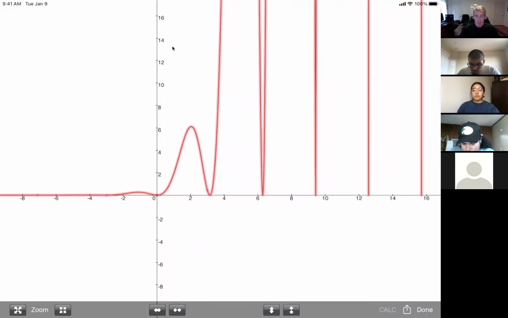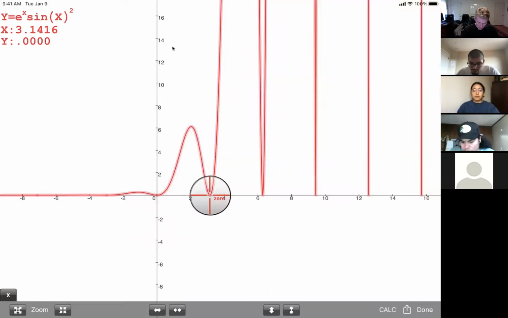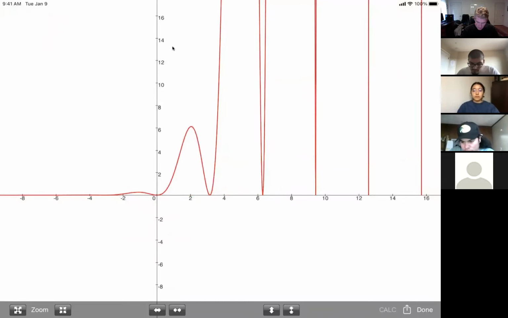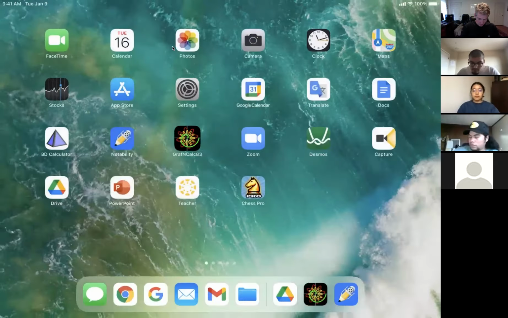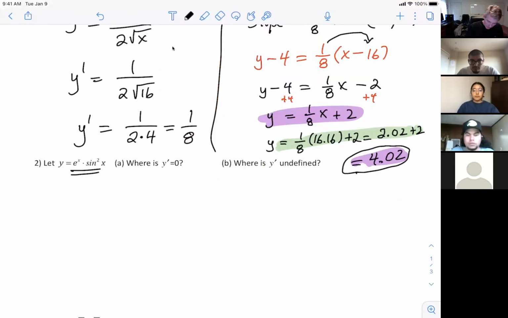So in that part of the picture, I could see there would be 1, 2, 3, 4, 5, 6, 7. Oh, the little cursor stopped working. But there would be a lot of places where the derivative equals 0. So maybe I should have modified that and say, let's just go from 0 to 2 pi.